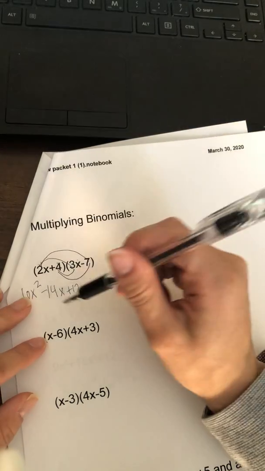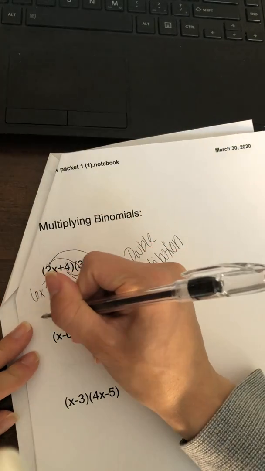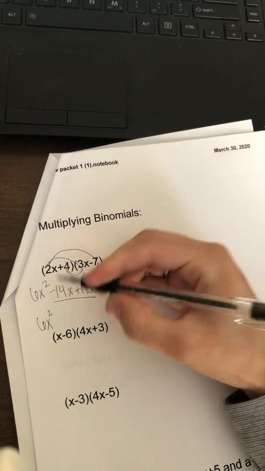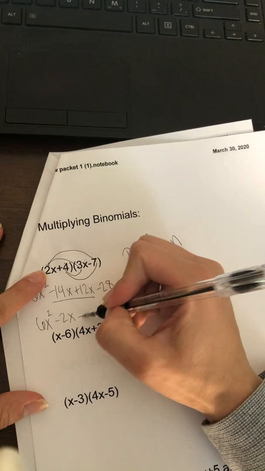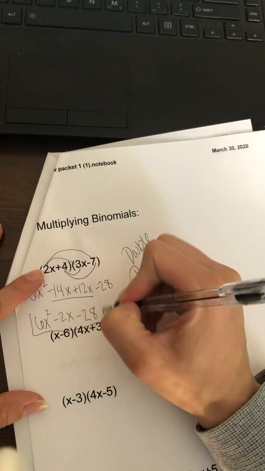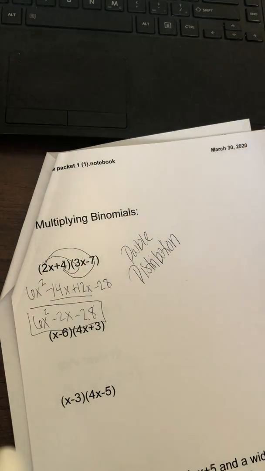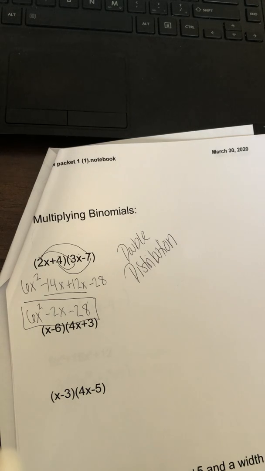Now, I'm not done because I have like terms here technically. So this is going to stay as 6x squared. Now, negative 14x plus 12x is negative 2x, and then I have the minus 28. That is my final answer because there's no equal sign. I'm not solving anything. I'm just simplifying. That's as far as I can go.